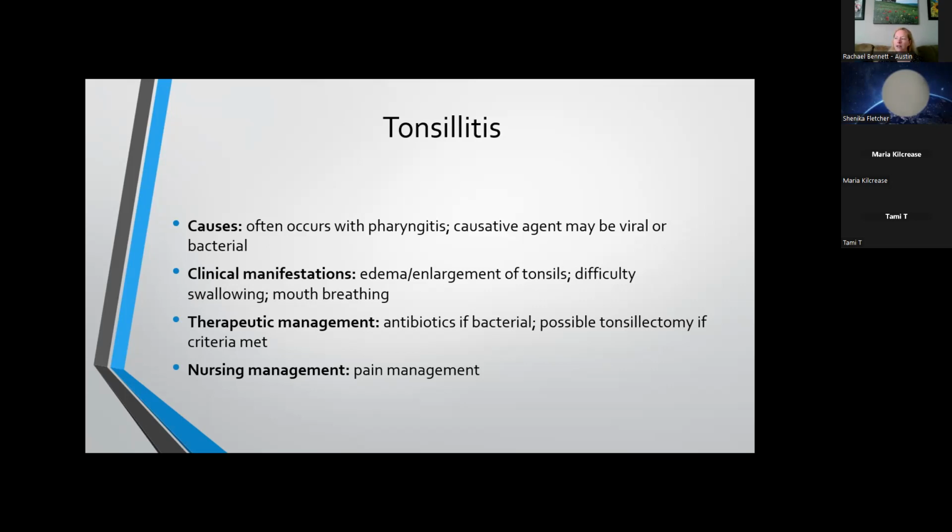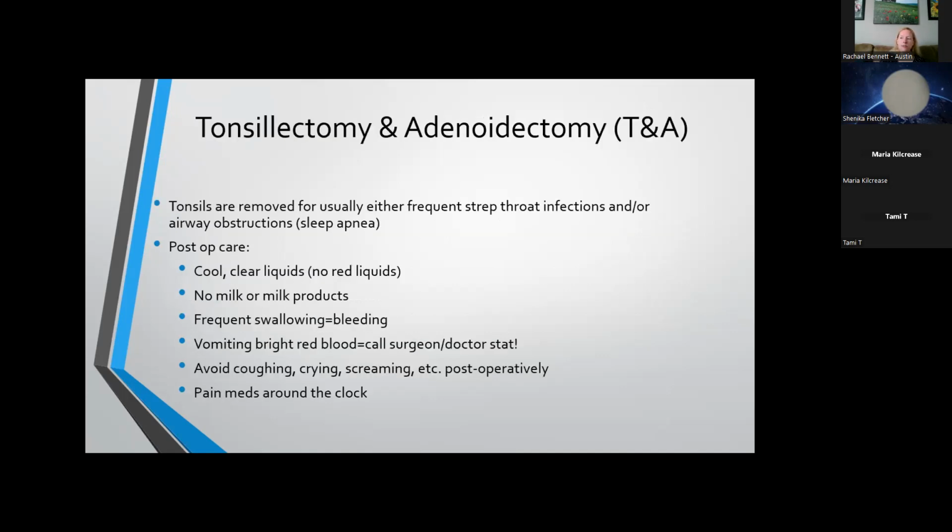Okay. So antibiotics, if bacterial, we may have to do a tonsillectomy. We'll talk more about this procedure in just a second. There's certain criteria. It's not just one case of tonsillitis and let's take out your tonsils. This is for the child who has frequent infections to the point where it's getting disruptive. Okay. So it's not something that they decide on lightly. It's a procedure that occurs with frequent strep throat infections, or if there's some type of airway obstruction.